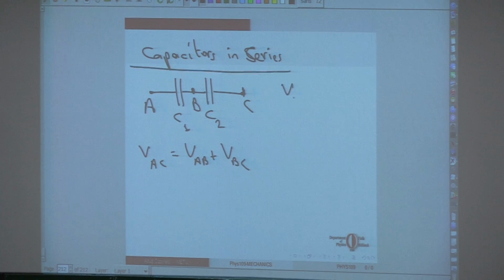We said that VAC is equal to minus the integral of E dot dl from the point A to the point C. And we said that for any path going from A to C, this should be true. Any path, whatever you can imagine. Now let's see. What is the electric field over here, at this point?